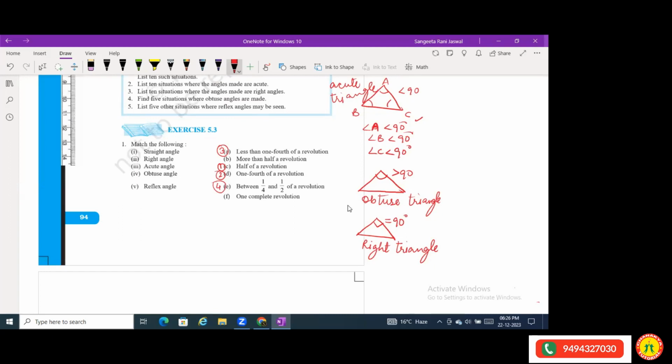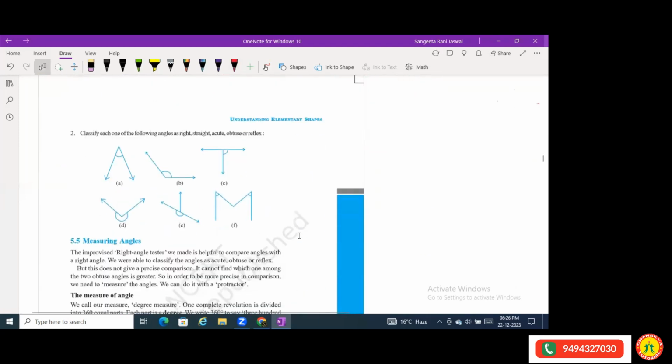Charvik, reflex angle? More than half a revolution. Okay, done. Now see next.